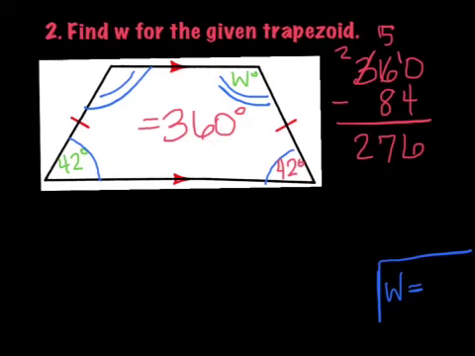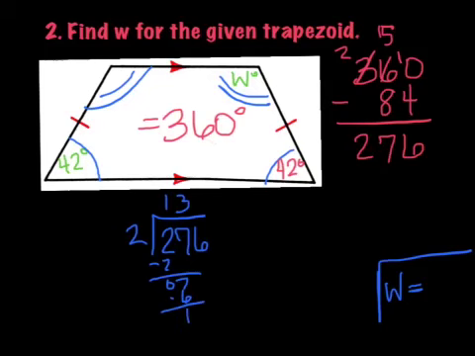Both of those angles, this angle and this angle, share the 276. So we need to figure out what is one of the angles. So we're going to have to divide 276 by 2. It'll go in 1 time, 3 times, and 8 times. So we end up with this angle being 138, and this angle will also be 138.